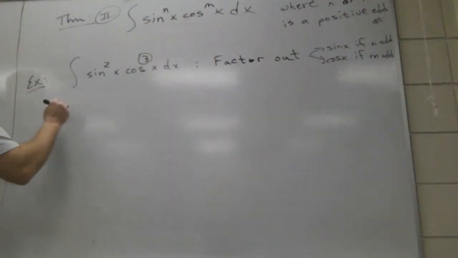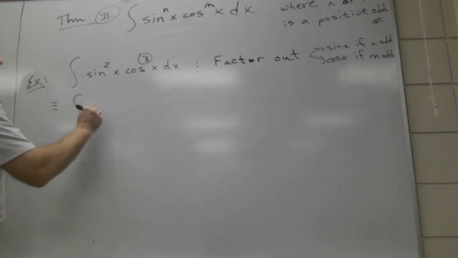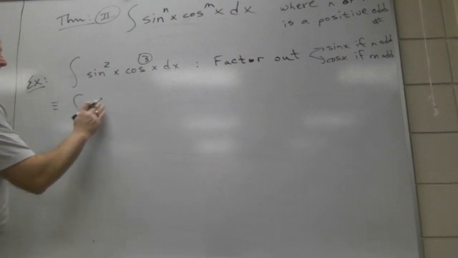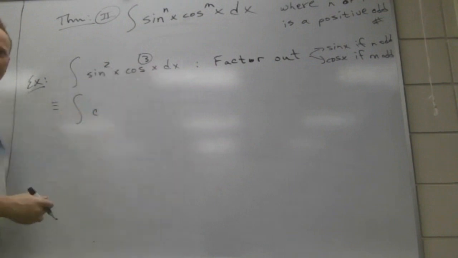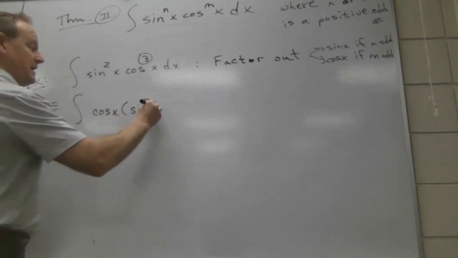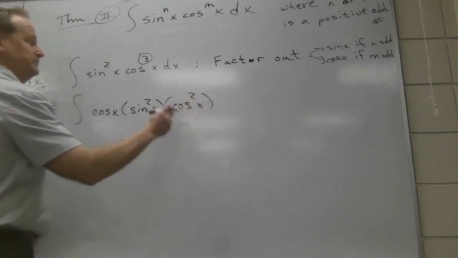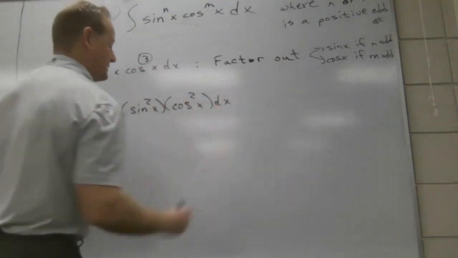So anyway, so here we go. What's this equivalent to? This is going to be equivalent to the integral of, but they factor it out and put it at the end. You want me to put it at the end or the beginning? Beginning. So cosine x and then times sine squared x times what's left here is cosine squared x, right? Because one less, I factored out dx.